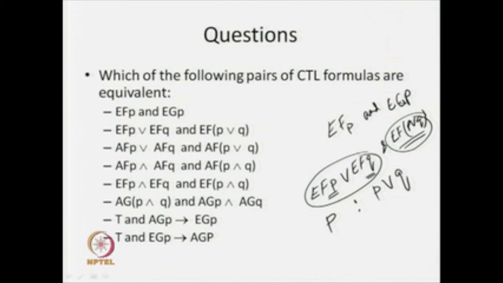Now, look into the third part, it is saying AFP or AFQ, and AF(P or Q). If you look into this, it is similar to the second formula, but instead of E, I am having A. So, the same property holds for this particular OR operator. So, these two formulas are also equivalent, you can check it. This third formula is also equivalent, due to the property of OR. If P is true, then P or Q is true, if Q is true, then P or Q is also true.